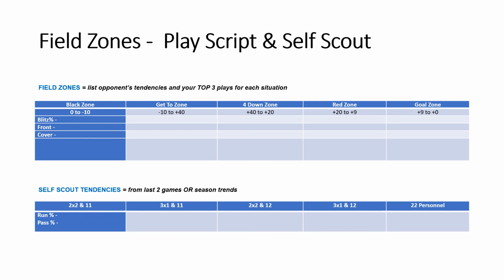Then with self scouting, we want to go ahead and look at our last 2 games or look at your season trends against those different sets. Kind of start with run percentage and pass percentage, what you call out of that. And you want to try to reverse that every 2 weeks. The key here to filling all these out is you want to use this then in your practice preparation.